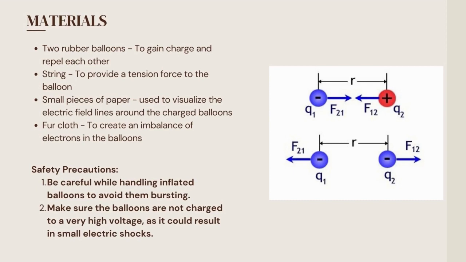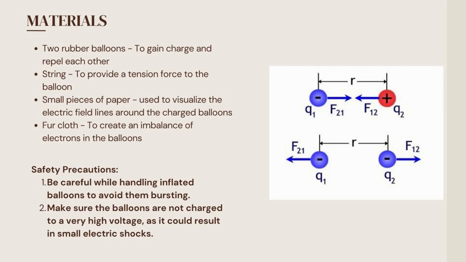To conduct the experiment, you will need two rubber balloons. Inflate them to a suitable size and tie one end of each balloon securely with a string. This will provide tension and allow the balloons to hang freely. Next, gather small pieces of paper to visualize the electric field lines. This paper will be affected by the charged balloons.